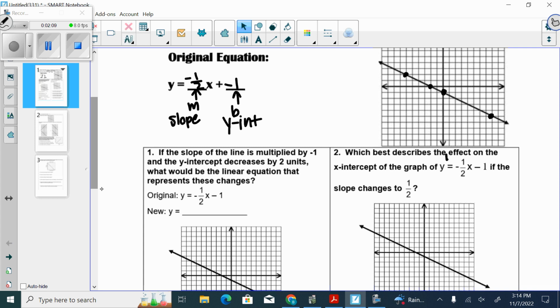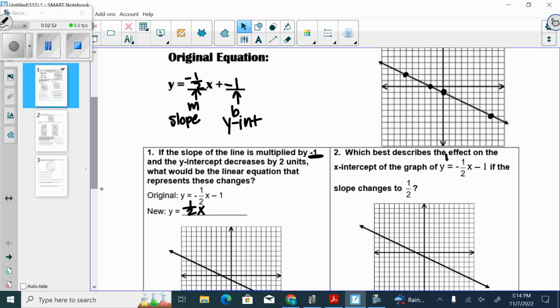So on number 1, it says if the slope of your line is multiplied by -1 and the y-intercept decreases by 2 units, what would be the linear equation that represents these changes? Okay, so what did they say they want us to multiply the slope by? Multiplied by -1. Okay, and which one of these is my slope? The -1/2 or the -1? -1/2. So what is -1/2 times -1? +1/2. All right, so my slope, when I multiply, turns into +1/2.